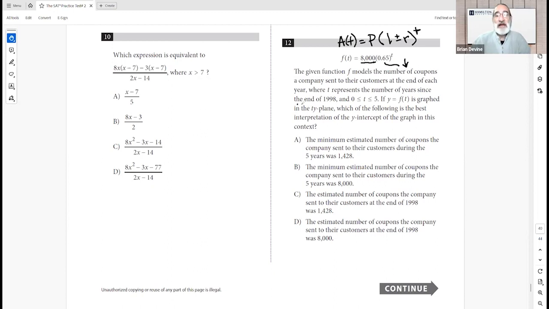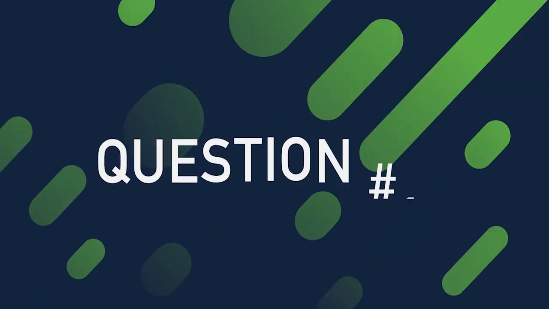Now, the end of 98 would have been when time was 0, because we're going since the end of 98. So we would have had 8,000 at the end of 98 when time was 0. And we take that into account compared to the answers below. The only one that says that, the estimated number of coupons sent at time 0 was 8,000. So D is the correct answer, because when t equals 0, everything in the parens equals 1, and we're left with the initial value.